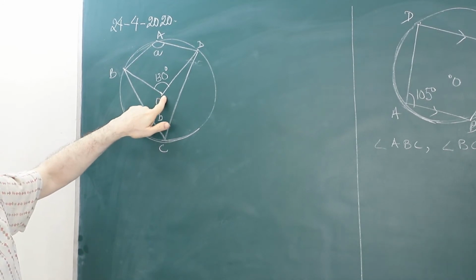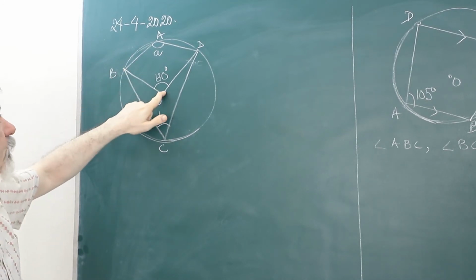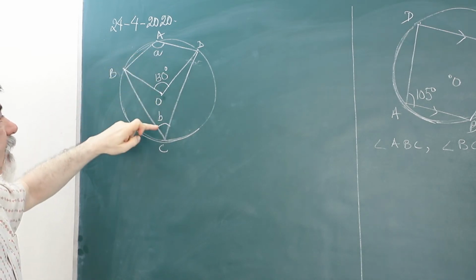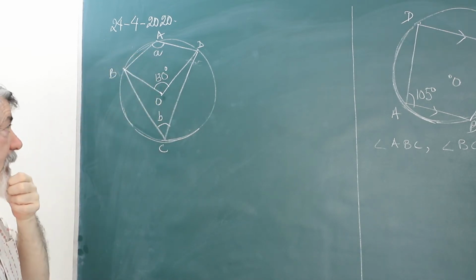O is the center of the circle. Angle BOD is given as 130 degrees. He wants to find out the value of angle A and angle B.